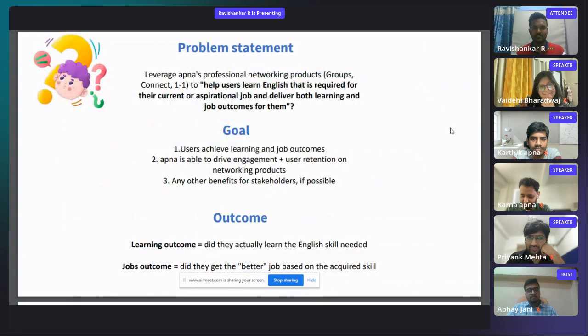I have about 20 slides to present. It's going to be difficult presenting it in 10 minutes, so I'll be skipping a few slides. Okay, so everyone is aware of the goals and outcomes.